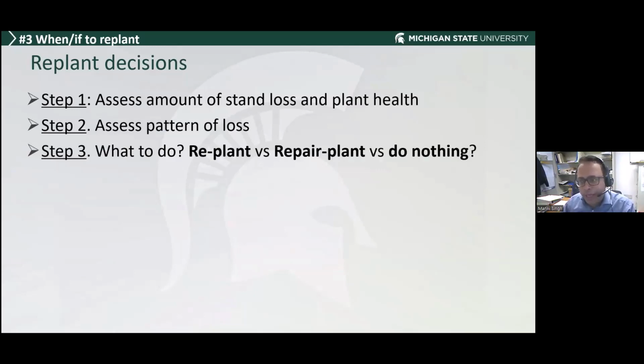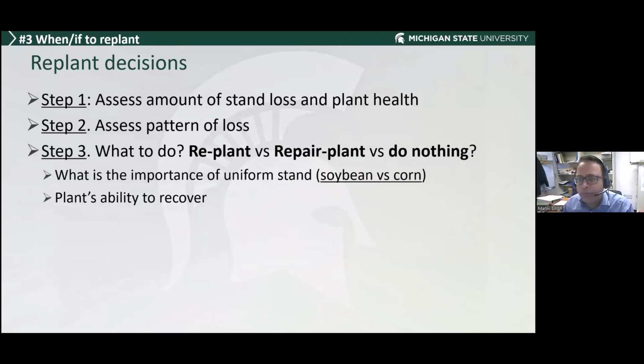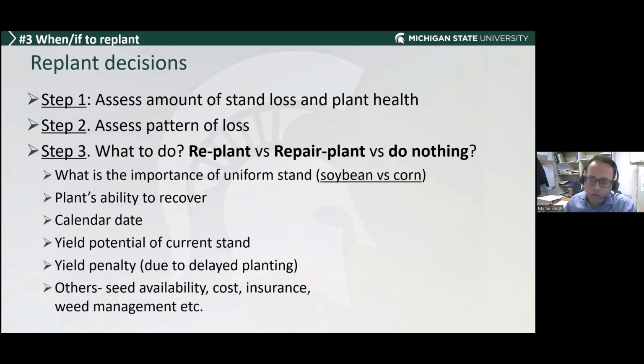Replanting is where we have been typically, right? But for beans, we are thinking moving towards this repair planting where we are gap filling instead of replanting the whole field, or sometimes doing nothing might just be good enough. And that's for soybean. In corn, the story is different. Replanting still benefits because of these other factors, yield potential, and the yield penalty that comes with a delayed planting.